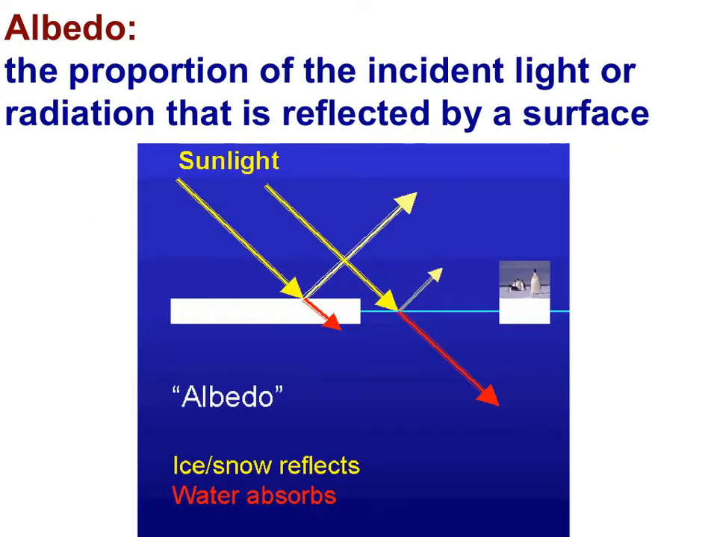Albedo is defined as the proportion of the incident light or radiation that is reflected by a surface. It's measured on a 0 to 1 scale. Surfaces like snow, ice, or the tops of clouds have a high albedo, approaching 1, serving to reflect light away from the Earth, thus reducing the amount of solar energy absorbed by the Earth's surface. Snow, ice, and clouds with their high albedo serve to cool the Earth.